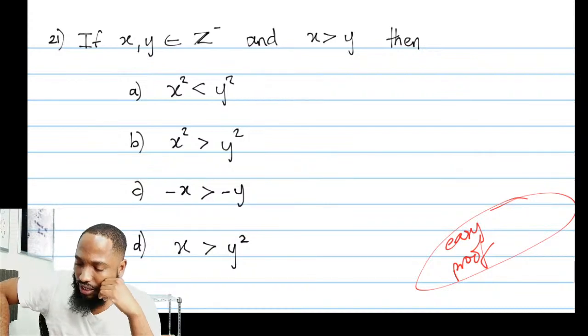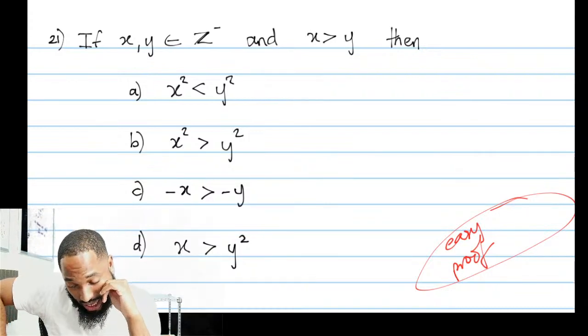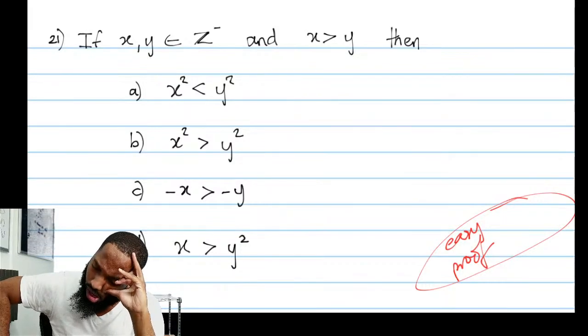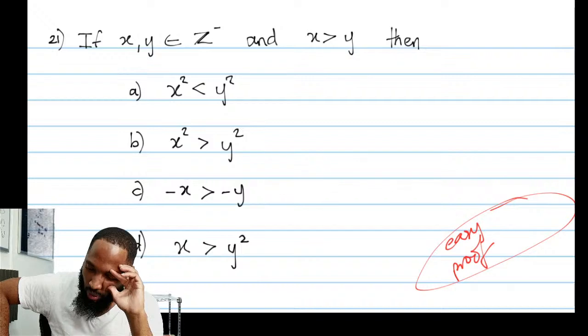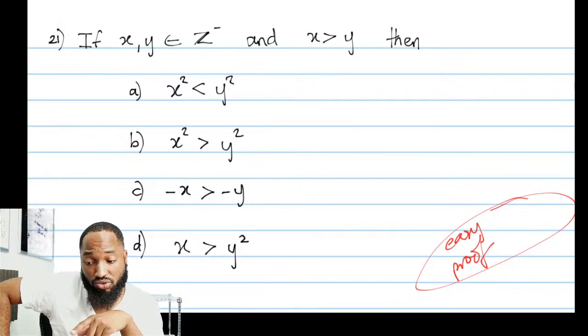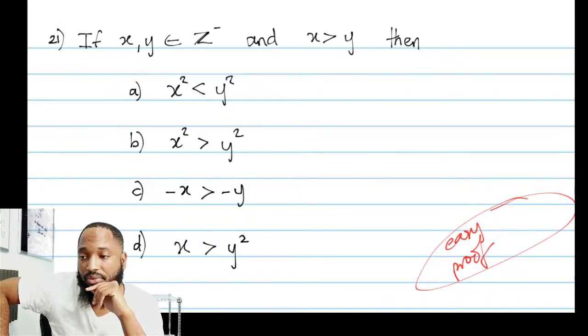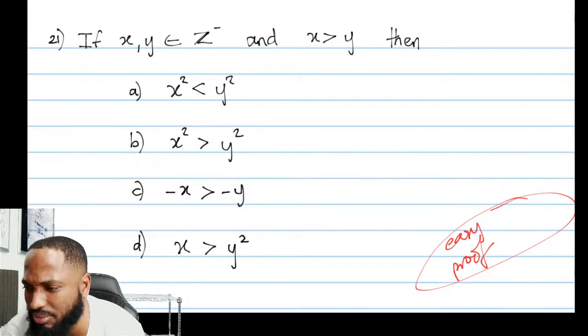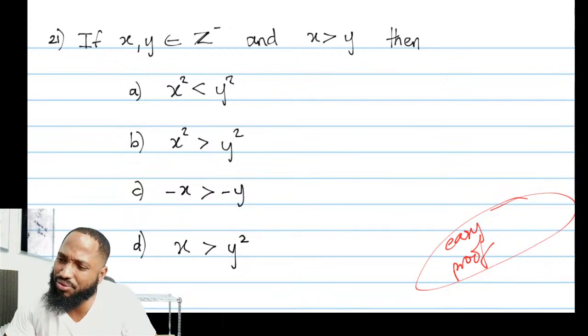So which one is true? If x and y are negative integers and x is greater than y, x squared is less than y squared. X is greater than y. X squared is less than y squared. That's interesting. X squared is more than y squared. X minus negative x is more.